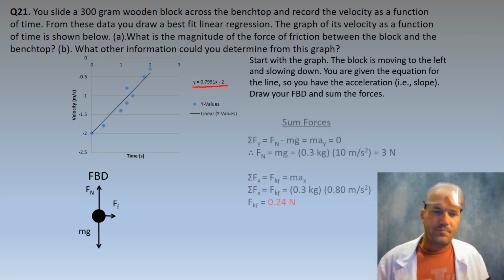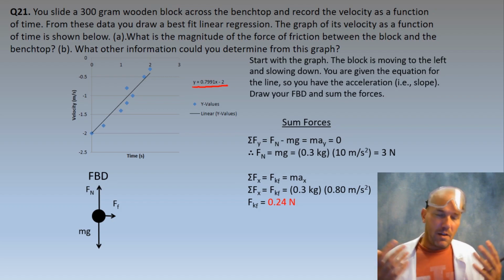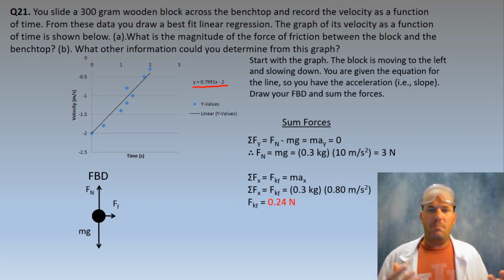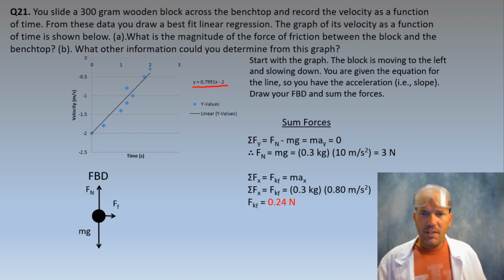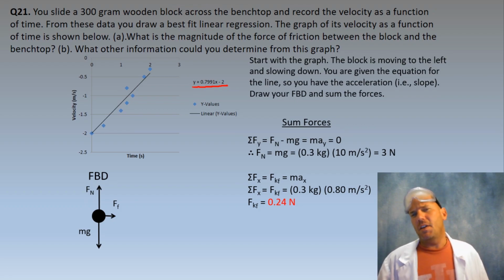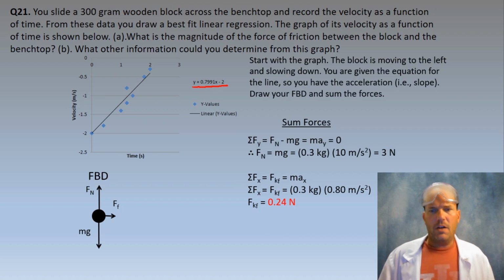All right. So summing the forces here, in the vertical direction, we have force normal is equal to the force of gravity. So we can actually plug in some values here and look at that, because we know the mass in kilograms is 0.3. We know the acceleration due to gravity. So we know force normal is equal to 3 newtons, all right?